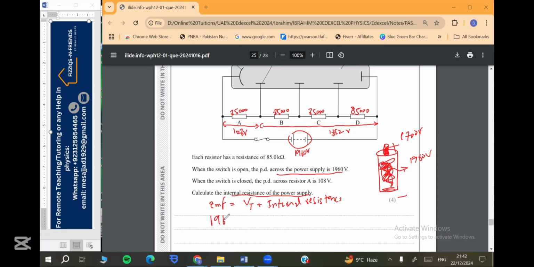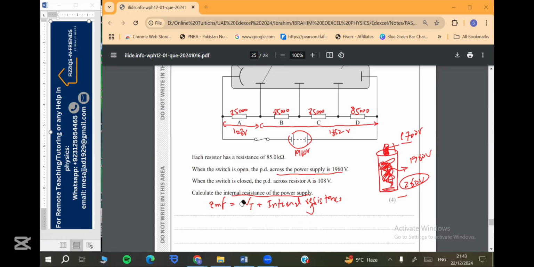You will write 1960 equals the terminal voltage, 1700, and where did the 260 go? It is lost in heat, resistance, friction, anything, because of the chemical changes of the reaction, some energy is lost. So that is 260 volts. That internal resistance is actually something that is lost inside the battery. Therefore we say internal resistance.